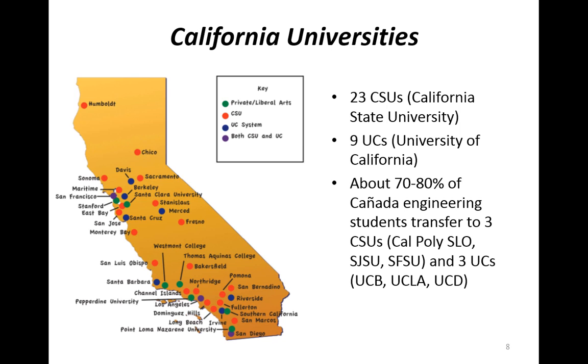Just one aspect that I want to highlight here is the complexity of the transfer program. We have 112 or 113 community colleges in California, 23 CSUs (California State University), 9 UCs (University of California), and several private institutions, and zero standardization. So for community college programs trying to serve students who are transferring to all of these institutions, it becomes really, really challenging.